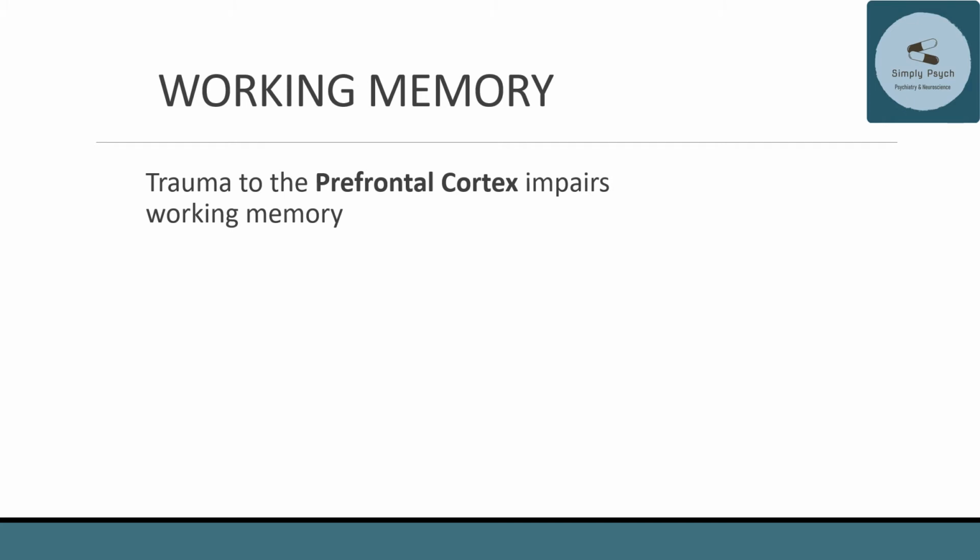So trauma to the prefrontal cortex impairs working memory. That makes sense, right? If parts of the prefrontal cortex are very important for working memory, and they're also very important in tasks like the sustained attention and the Stroop tasks that I showed you earlier, then it makes sense that if you have trauma to the prefrontal cortex, you're going to have impairment in your working memory.